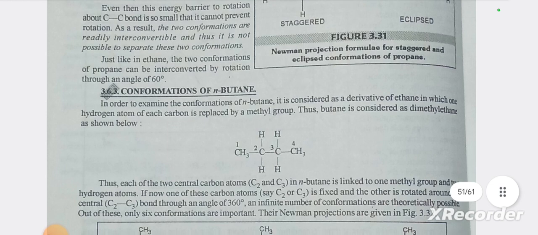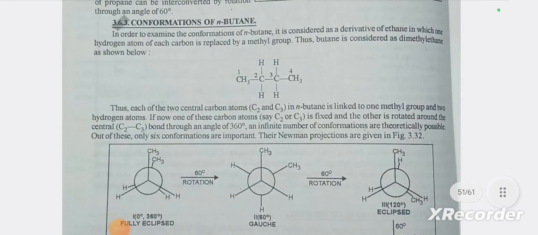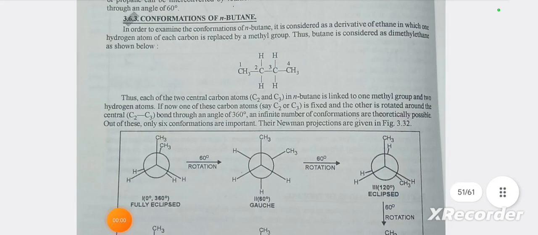Conformations of n-butane. In order to examine the conformations of n-butane, it is considered as a derivative of ethane in which one hydrogen atom of each carbon is replaced by a methyl group. Thus, butane is considered as dimethyl-ethane as shown below.